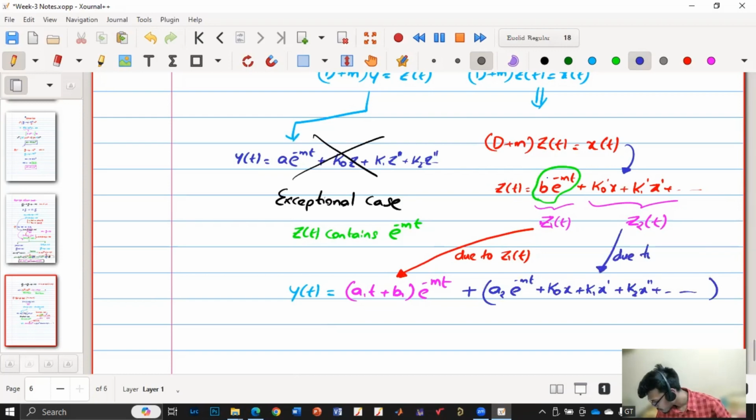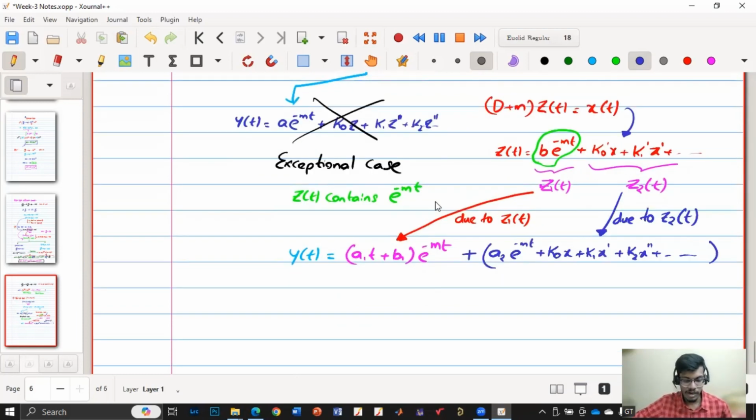So I have broken down the z of t into two parts, and I have seen the output y of t because of z1 and because of z2. And since there is a plus sign here, we will also be getting a plus sign. I have just applied superposition. So response of y because of z1 plus response of y because of z2.